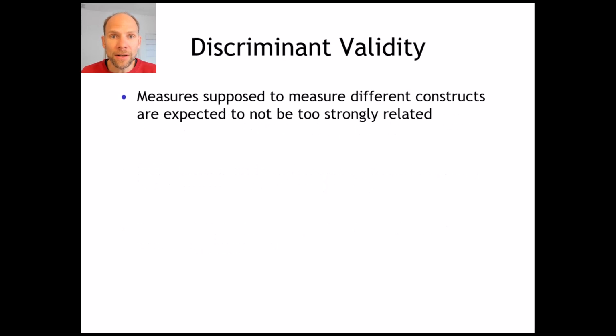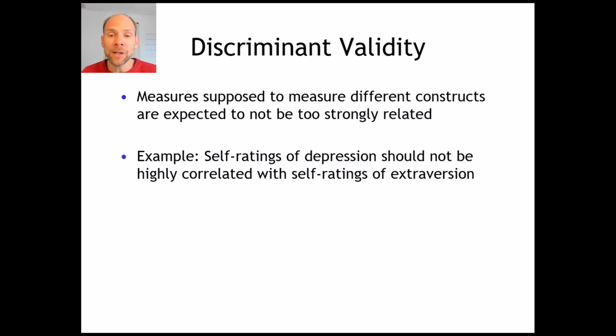What about discriminant validity? Discriminant validity means that measures that are supposed to measure distinct or different constructs should not be too highly correlated. For example, when you have self-ratings of depression, then those should not be too highly correlated with self-ratings of extraversion, because extraversion is a distinct construct.